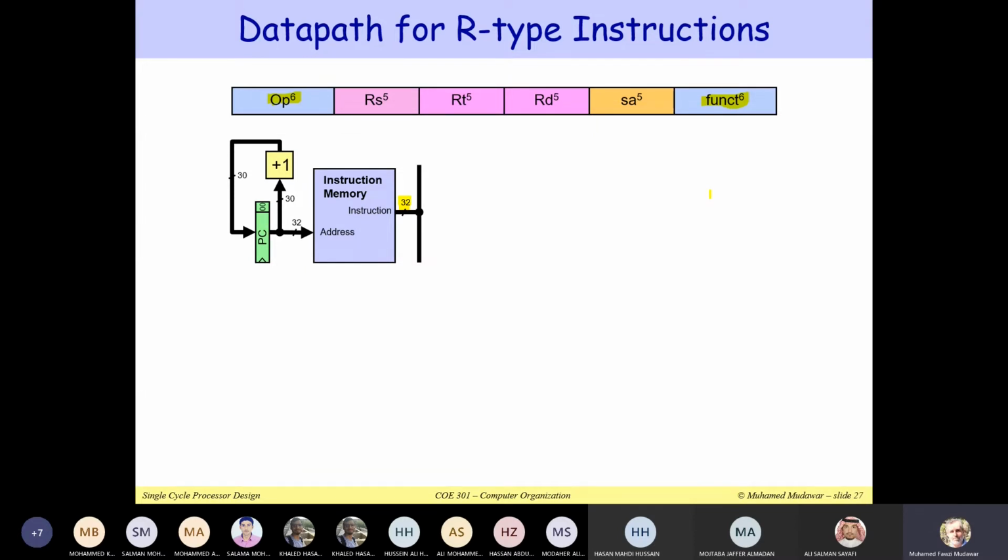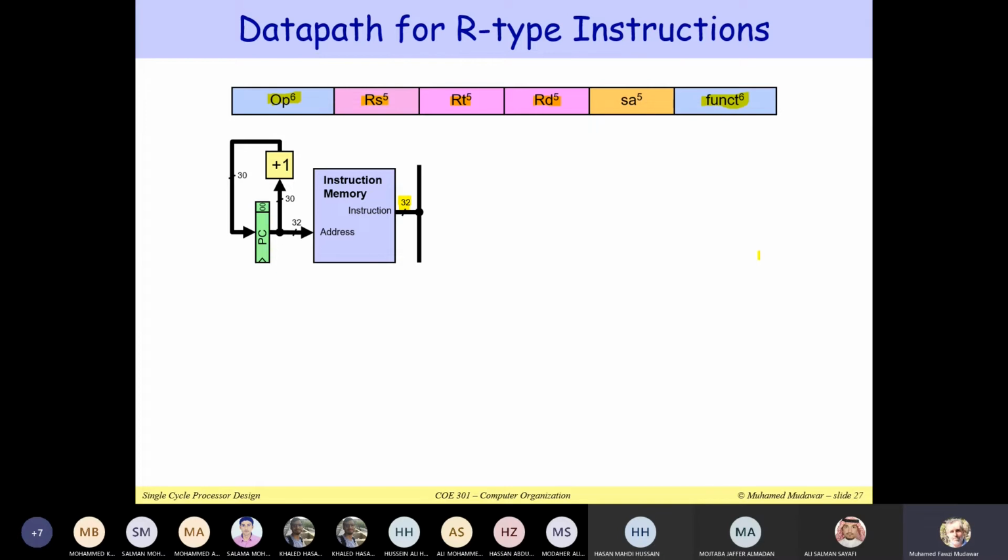I'm going to assume here, for simplicity, that the opcode is equal to 0. This will indicate that this is an R-type instruction, an R-type ALU instruction. So what we need to do is read two registers, RS and RT, execute the instruction by using the function, and then write the result back to RD. RD here is my destination. RS and RT are my source registers.